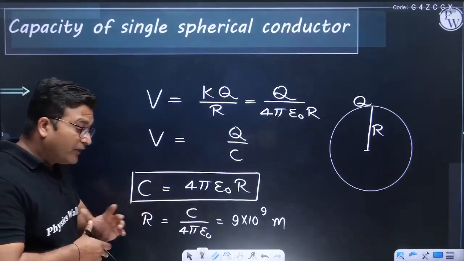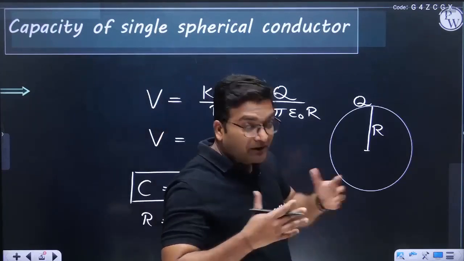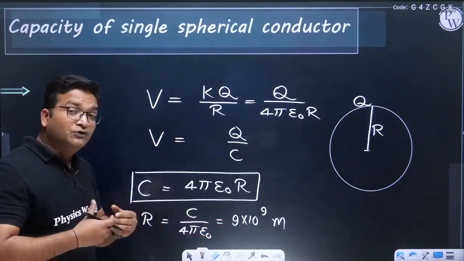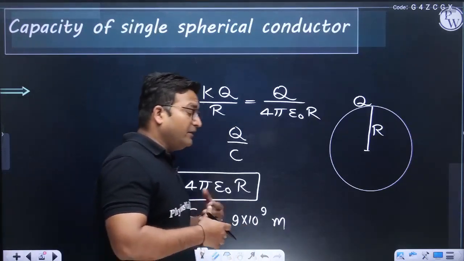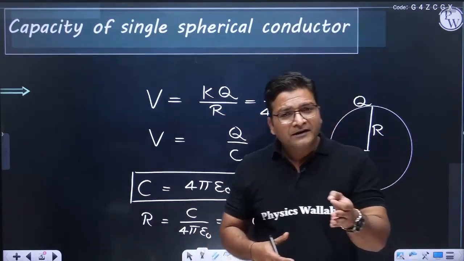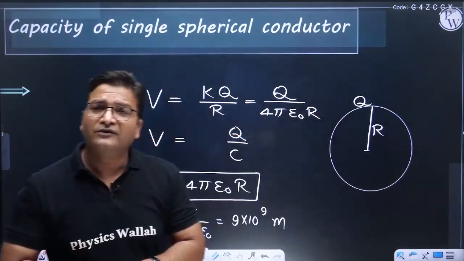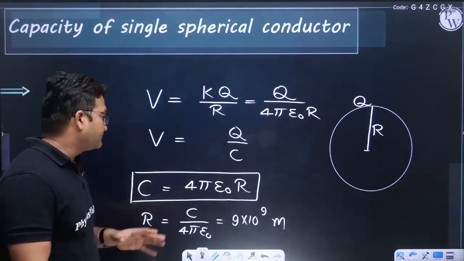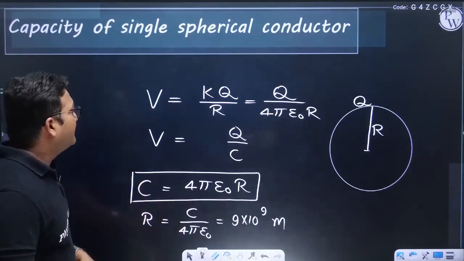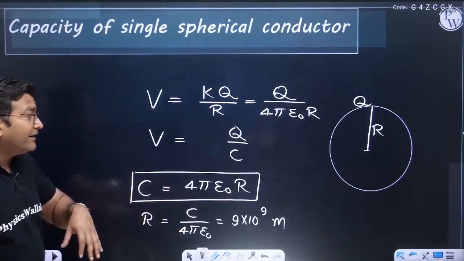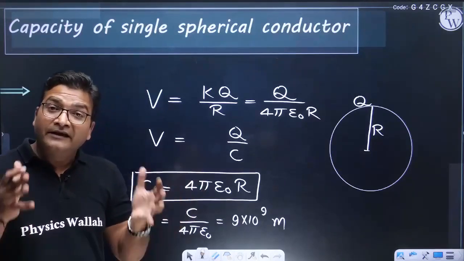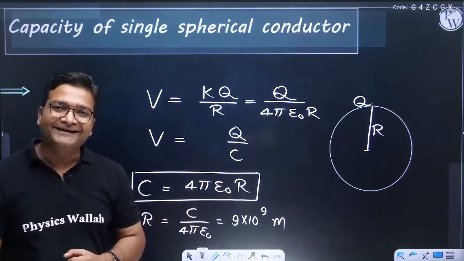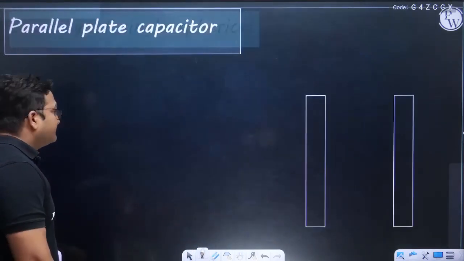So actually 1 farad is very big. The unit 1 farad is so big that the usual capacitors we find in the market are usually in microfarads, nanofarads, or sometimes picofarads. So capacitance of 1 farad is really big. That's one example, and you should also remember that the capacity of a single spherical conductor is given by 4 pi epsilon naught times its radius. Okay, so let's move on a little.